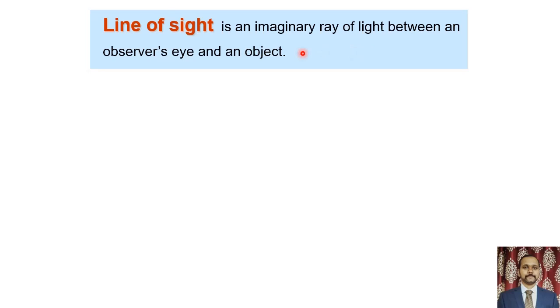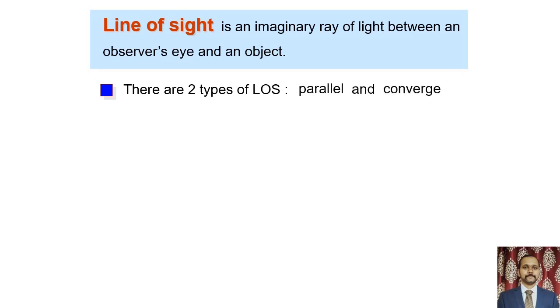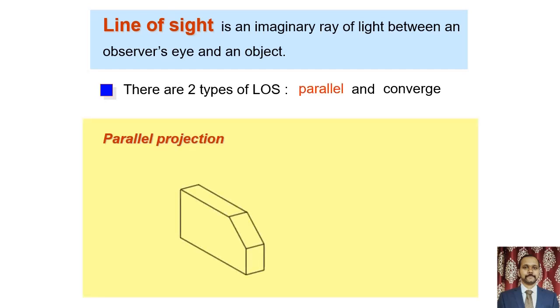So there are three basic things that we have to understand. First one, the observer, that is yourself, then the object, and third one is the line of sight. Then if you see this line of sight, there are two types of line of sight. The first one is parallel, and the second one is converge. What do you mean by parallel, and what do you mean by converge, that we will see. First we'll see parallel projection.